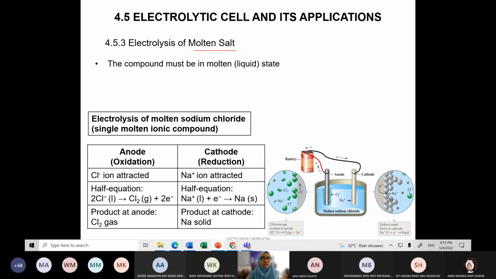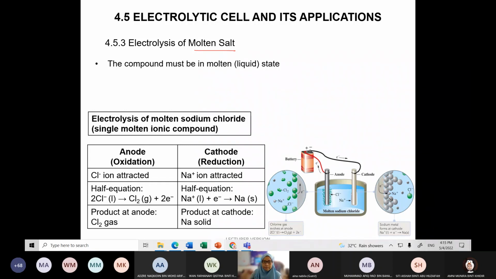So the compound that needs to be electrolyzed needs to be in liquid form or aqueous form. Okay, why? Because we need the ions to be mobile. Kalau solid form, the ions are locked in places. Maksudnya dia tak boleh bergerak. So when there is no mobility of the ions, the electricity cannot flow through, ataupun cannot be conducted. Sebab dia tak ada ion yang mobile.